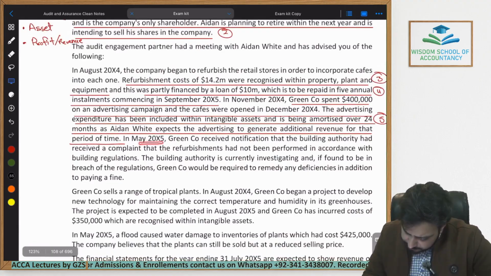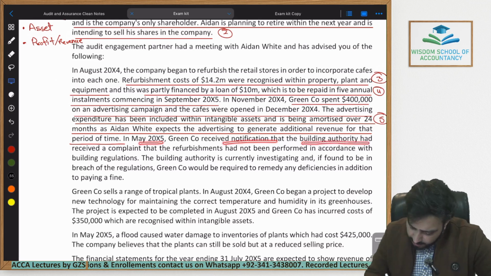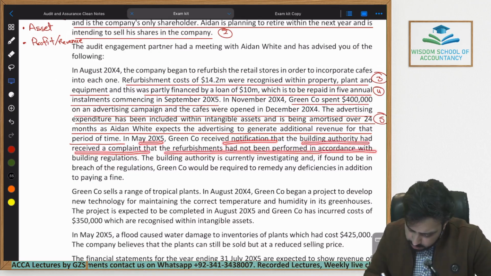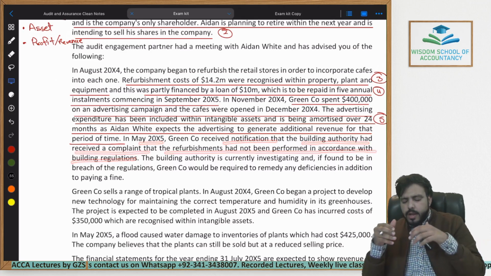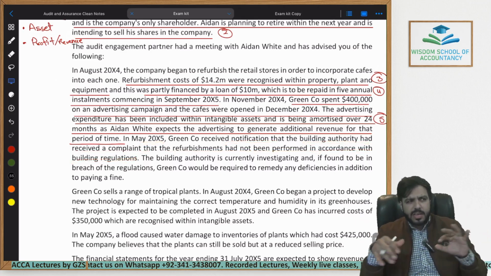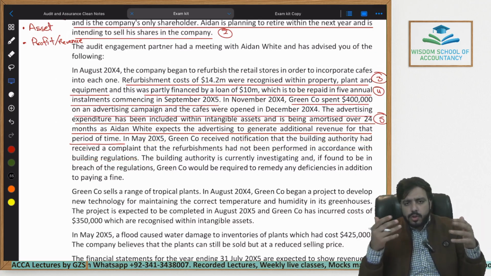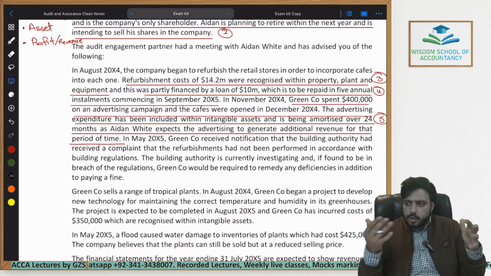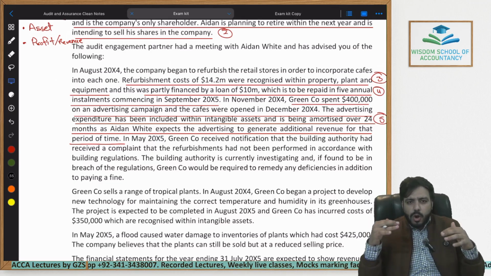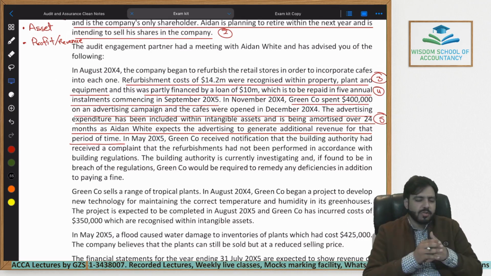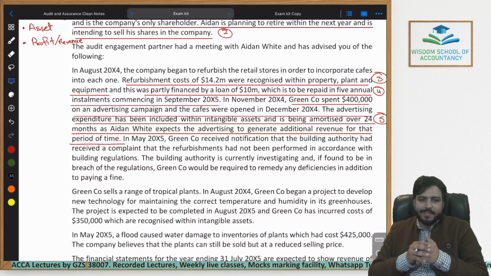In May 2015, Green Corporation received notification that the building authority had received a complaint that the refurbishments had not been performed in accordance with building regulations. So, in every single country around the world, let's forget about third world countries, let's talk about the United Kingdom, Europe, Russia, the USA, whenever you want to build a shop or a house, you can't simply go buy bricks and start building the house. No, that is not allowed. That can never be done.